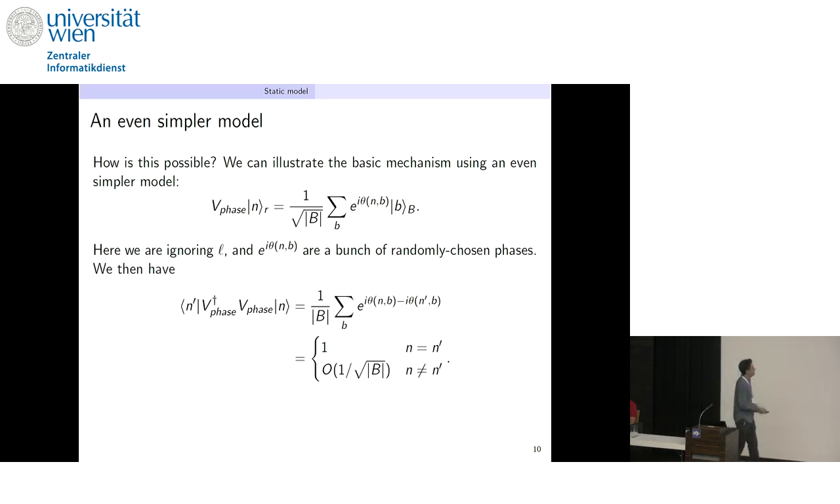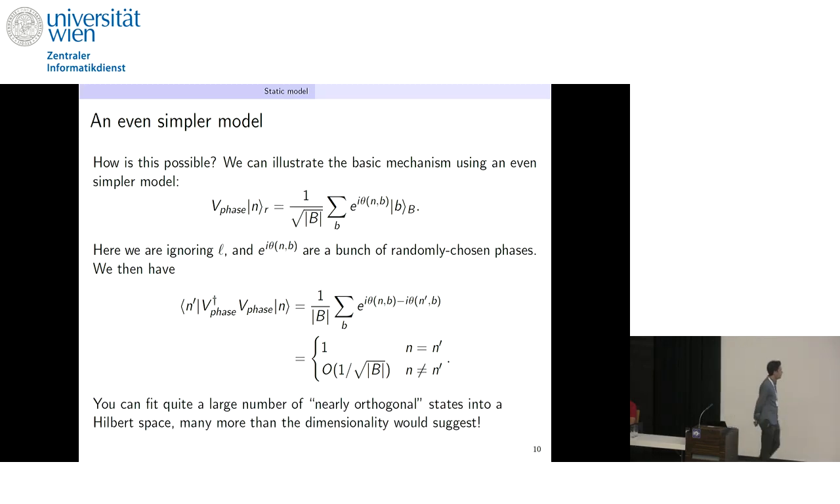And we can just compute the inner product of 2 encoded states, right? We can do V phase on one basis state, V on the other one, and take the inner product. We just get this sum over phases, and if you stare at it for a sec, you see if n equals n prime, the phases cancel, we get 1. If n is not equal to n prime, then we get something that's exponentially small, because this is like a random walk. So we get a square root of b, but then there's a 1 over b here. So we get something exponentially small. So in other words, you can really fit quite a lot of nearly orthogonal states into a Hilbert space. A lot more than the dimensionality would have suggested.